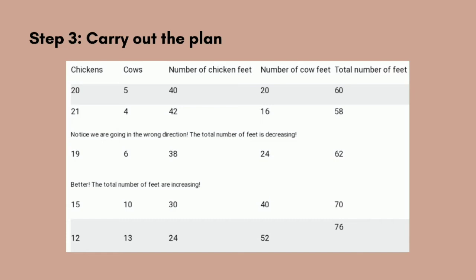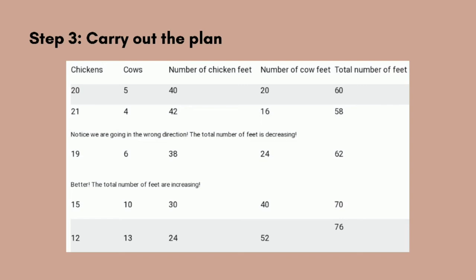So as you can see here, this is the table that we've made. Here you can see the chickens, cows, number of chicken feet, number of cow feet, and the total number of feet. So if the chickens are 20, the cows are 5, the number of chicken feet will be 40, the number of cow feet will be 20, so the total number of feet is 60. Next, if there are 21 chickens, 4 cows, the number of chicken feet will be 42, the number of cow feet will be 16, and the total number of feet will be 58.